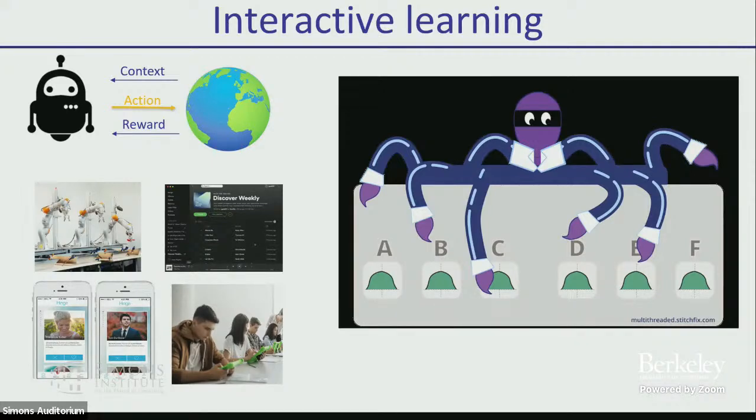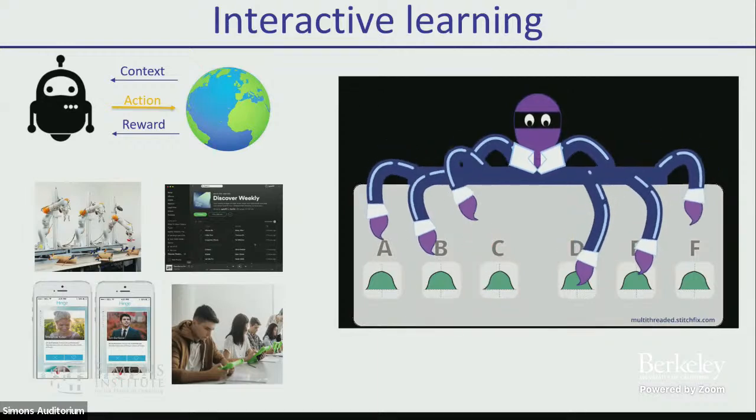I'll show you here a little video from Stitch Fix, who employ the Thompson sampling algorithm, which we'll be building on today. In that setup, there's a bunch of different arms, A through F. The agent here, this octopus-like thing, is beginning with prior beliefs about the quality of each of the arms. And then it's going to go sequentially pulling the arms and trying to figure out which one to deploy in the future.